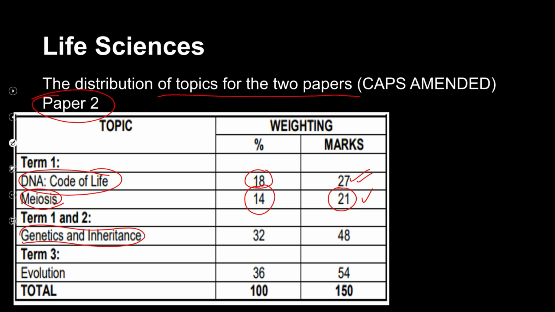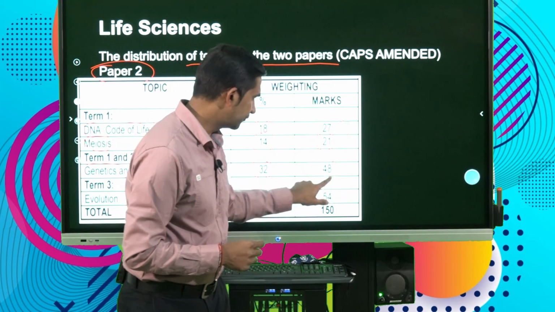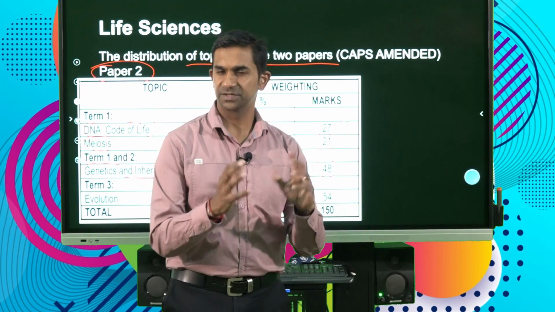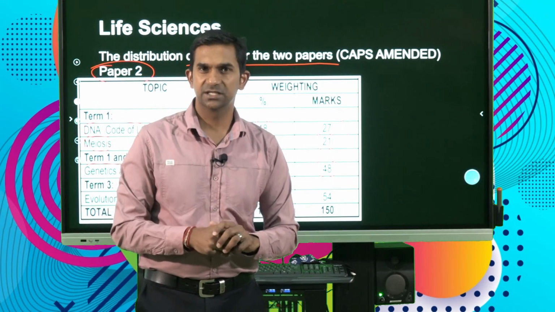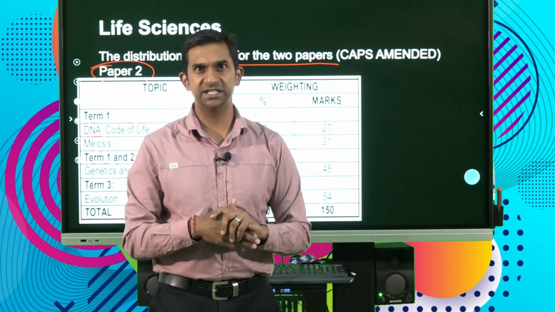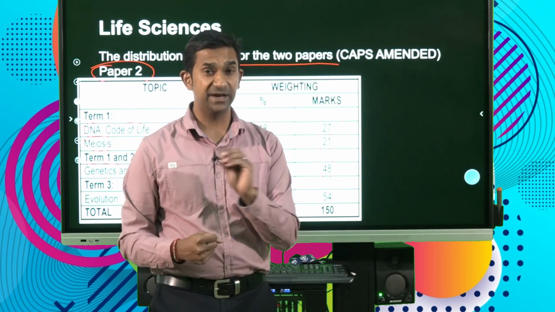Genetics and inheritance, guys. Again, 32% of the paper. Probably the second largest component of paper 2 is genetics and inheritance. A good 48 marks that can be scored. So this stems from understanding the concepts around Mendelian genetics, the process of how to carry out a genetic diagram, solving some genetic problems based on terminology is very important.